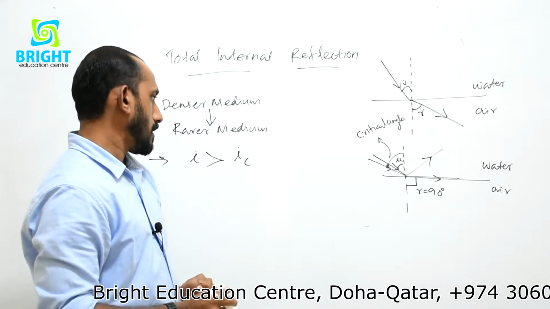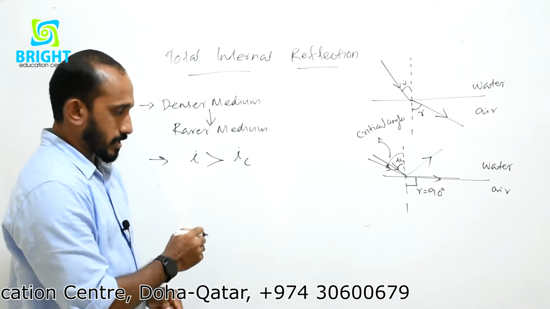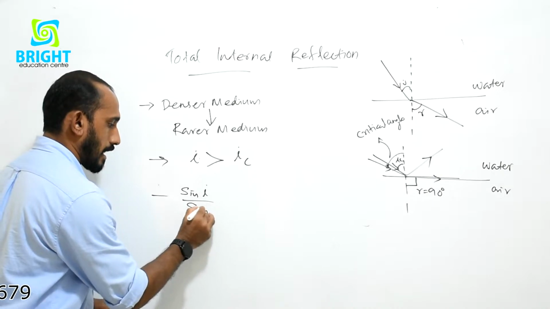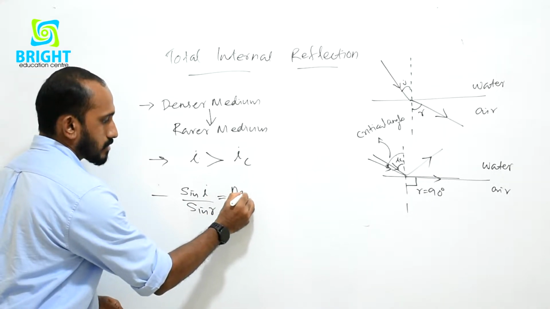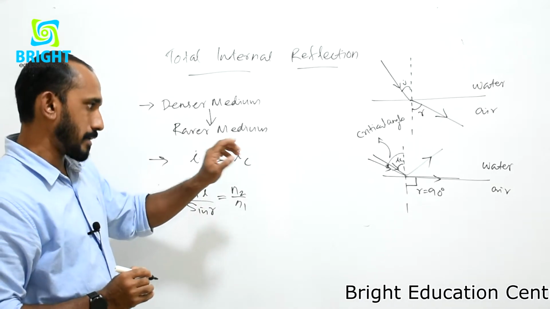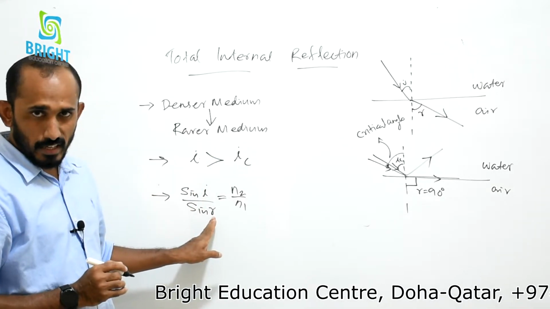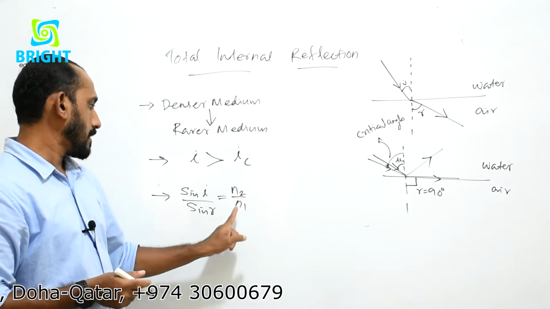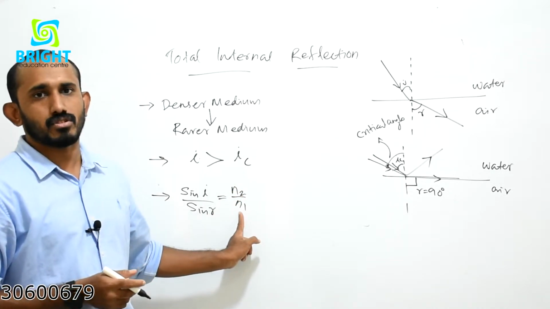Now, we can see Snell's law of refraction. sin i over sin r is equal to n2 by n1, where i is the angle of incidence in the first medium, r is the angle of refraction in the second medium, n2 is the refractive index of the second medium, and n1 is the refractive index of the first medium.